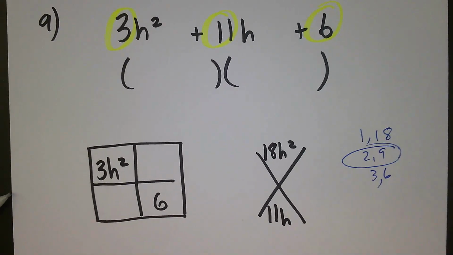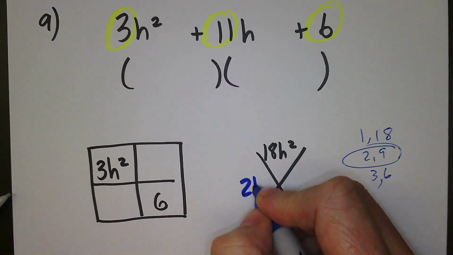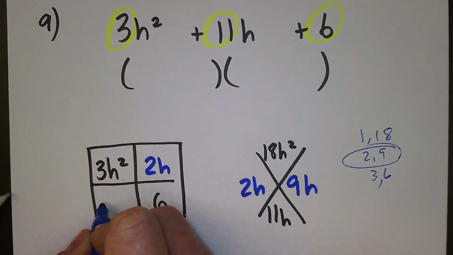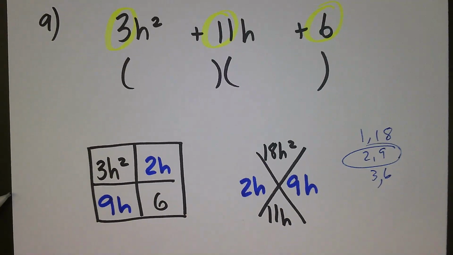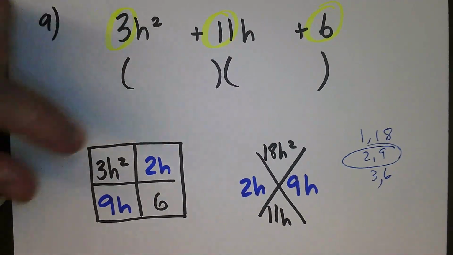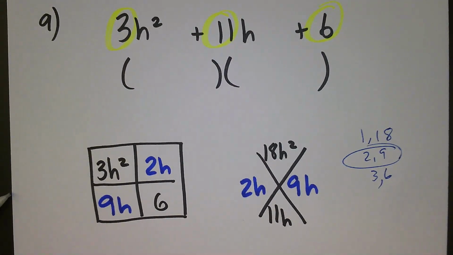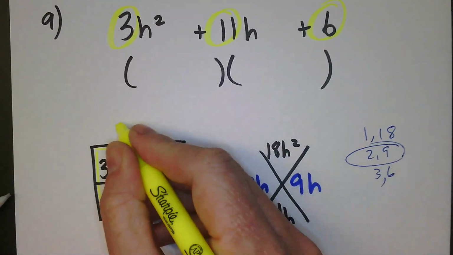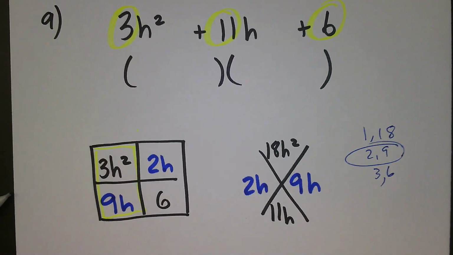2 and 9 is my option. So that's going to go here. 2h, 9h, and then they also go in the area model, 2h and 9h. Now when I'm factoring, I need to look at the entirety of the row and column. So I'll go ahead and look at this column right here to figure out what number goes up top.